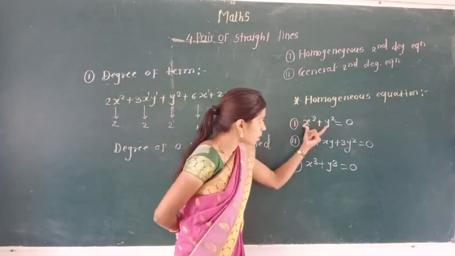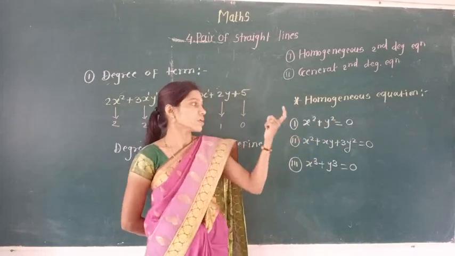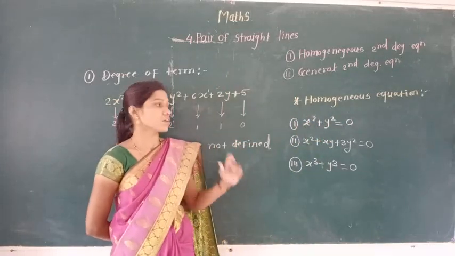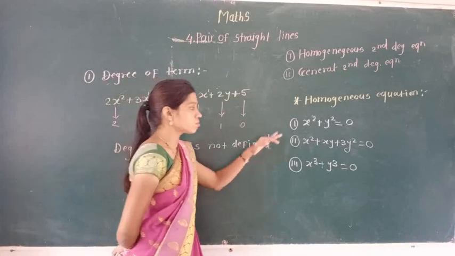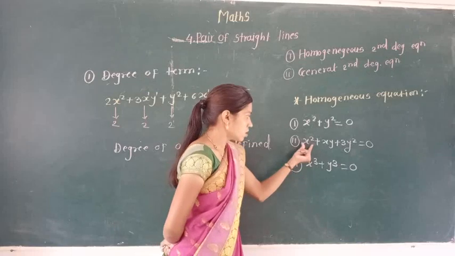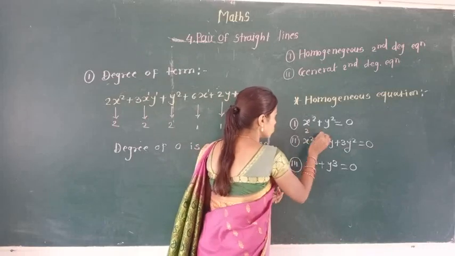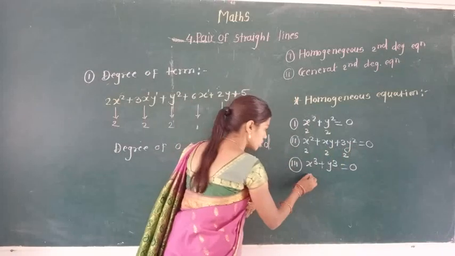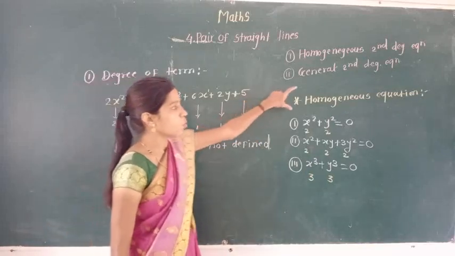In the first example, the degree of the first term is 2, and the degree of the second term is also 2. Here, in every term, the degree is the same. And if the degree of every term in the given equation is the same, then that type of equation is called a homogeneous equation. In the second example, here is degree 2, degree 2, degree 2. And in the last equation, here is degree 3, degree 3. All these equations are homogeneous equations.